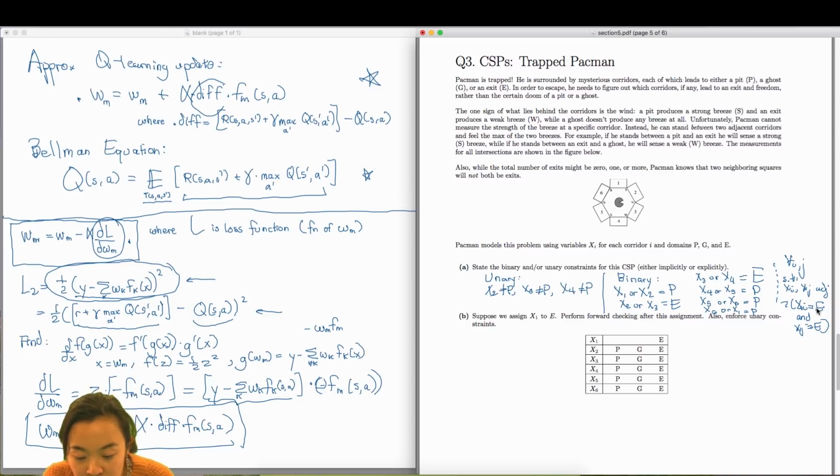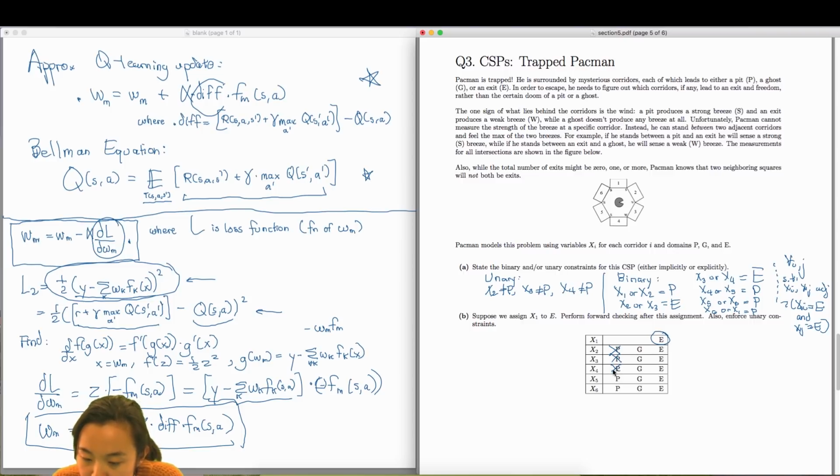All right, so moving on to part B. Essentially, we're going to be assigning E to x1, and we're going to perform forward checking after we assign. So we also want to enforce the unary constraints, so let's just do that first because it's easy. So unary constraints are that x2 through 4 cannot be pits. And we're going to do forward checking now. So forward checking essentially means that when you make a variable assignment, you want to look at all the variables which have constraints with the thing that you just assigned.